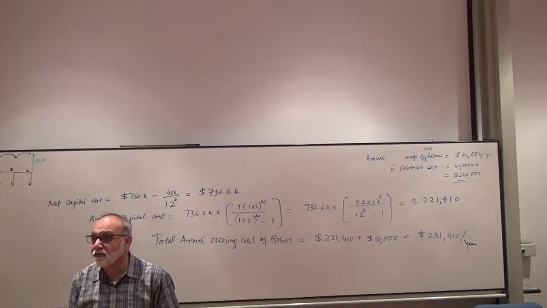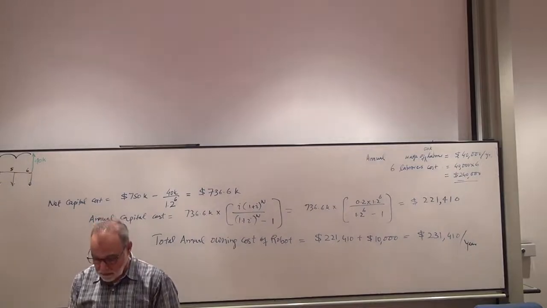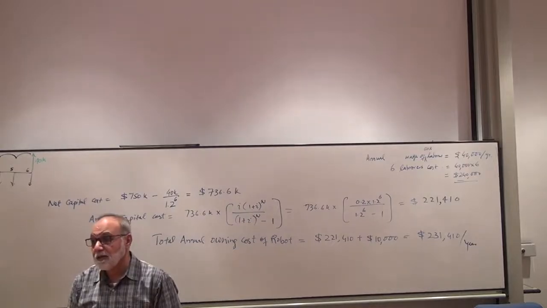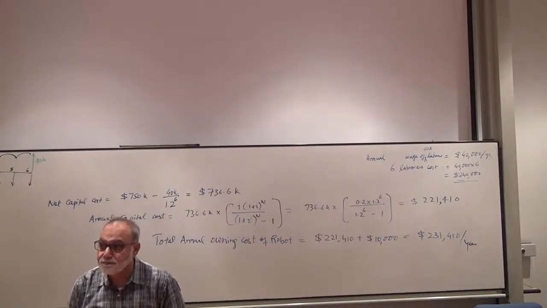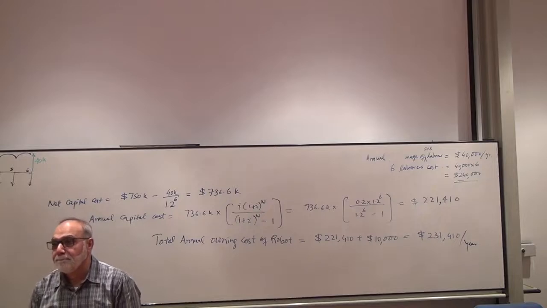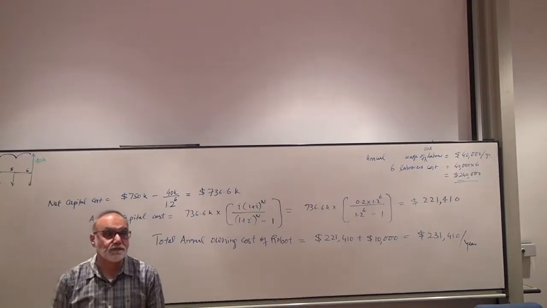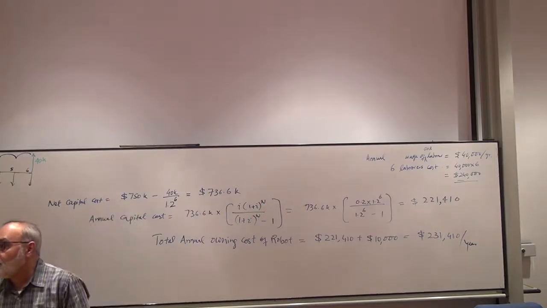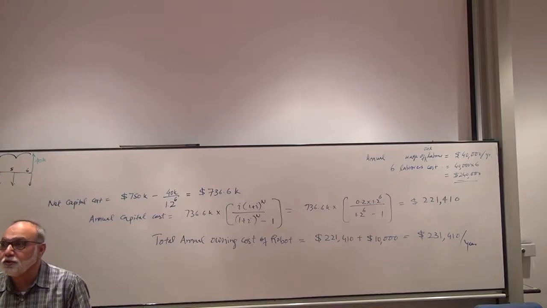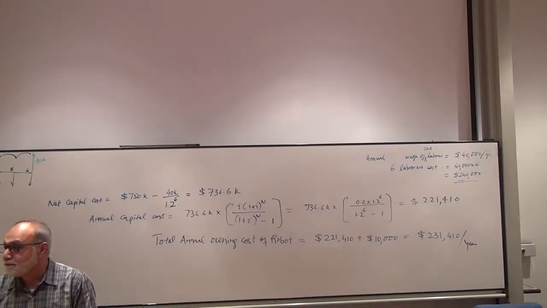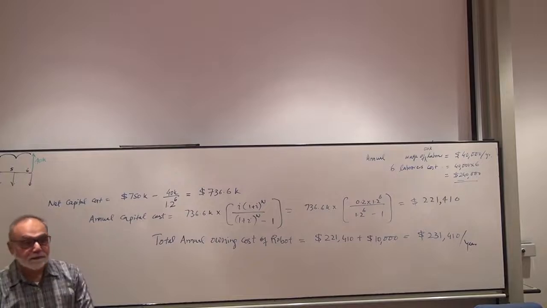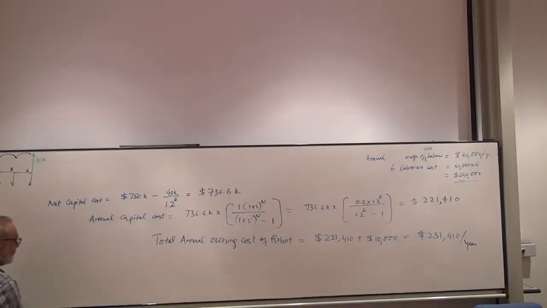The question asked is how much annual expenditure is needed to justify this robot. Any questions? So shall we continue? Okay. We go to the next problem.